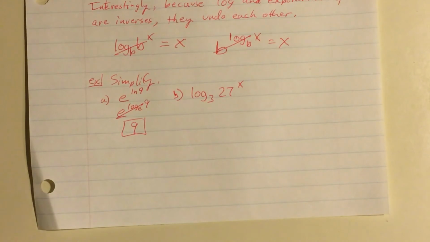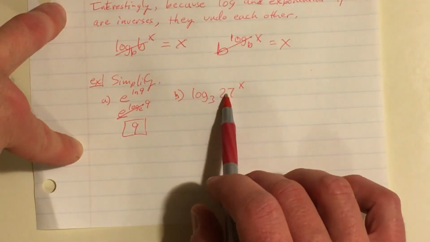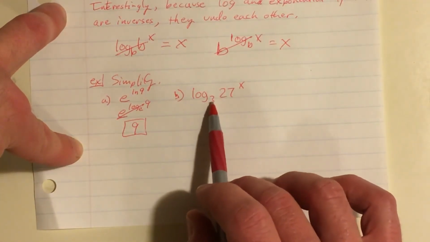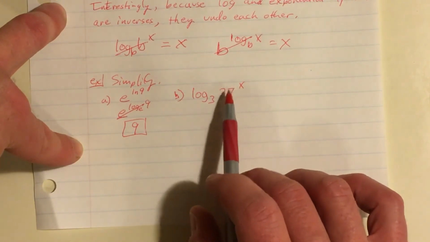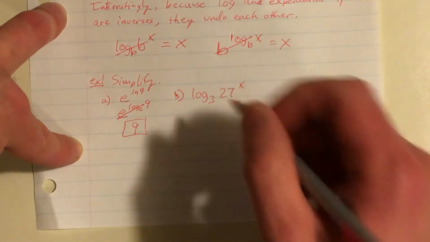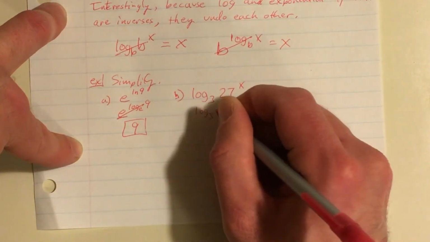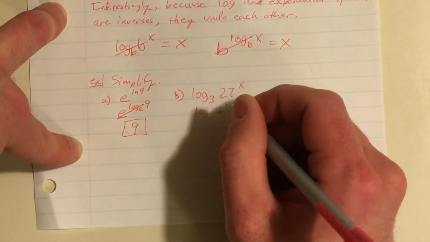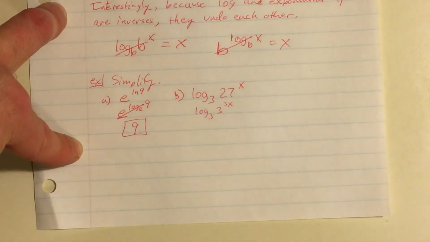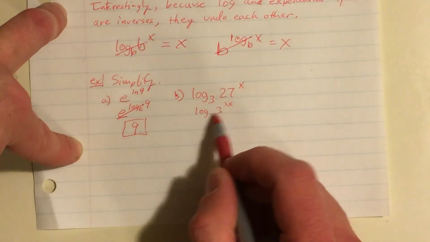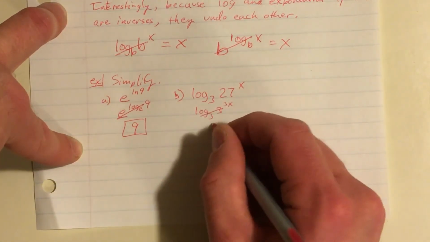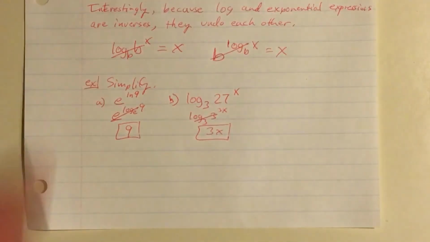Well, it turns out you can rewrite 27 as base 3 to some power. I believe it's 3 to the 3rd power. So check this out. Rewrite it as log base 3 of 3 to the 3rd power, and then you've got an x right there. Well, now the bases are the same. They'll undo each other, and that 3x plops down. It becomes your answer. It's a little bit tricky, I admit. You've got to think a little bit. Make those bases the same if possible. But it's pretty cool.